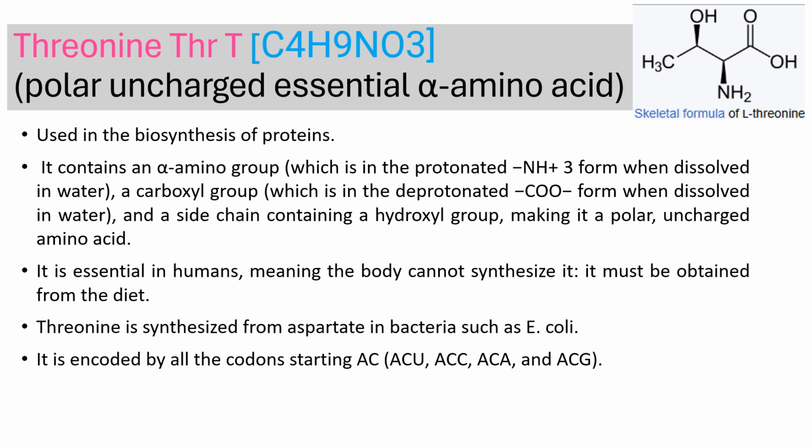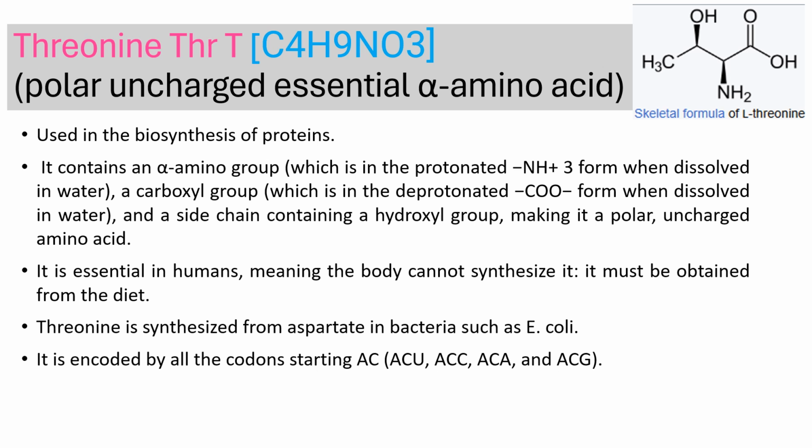So threonine, THR, or just T. Whenever you see threonine, remember tiger, right? C4H9NO3, a polar uncharged essential alpha amino acid, used in the biosynthesis of proteins. It contains an alpha amino group in protonated form and an alpha carboxyl group in deprotonated form, and a side chain containing a hydroxyl group, making it a polar uncharged amino acid. It is essential in humans, meaning the body cannot synthesize it and it must be obtained from the diet.